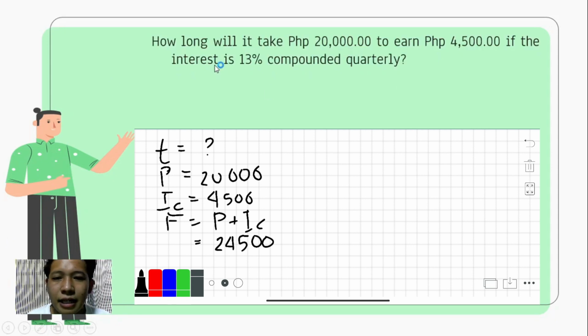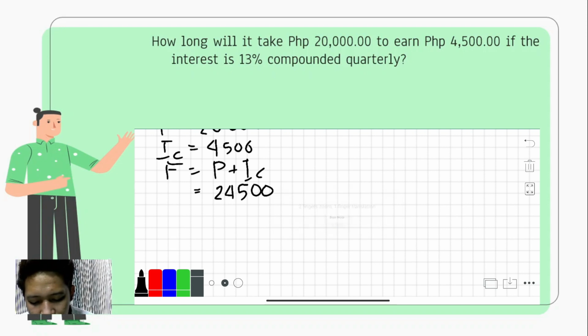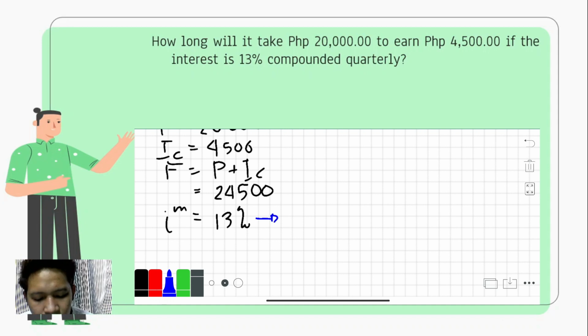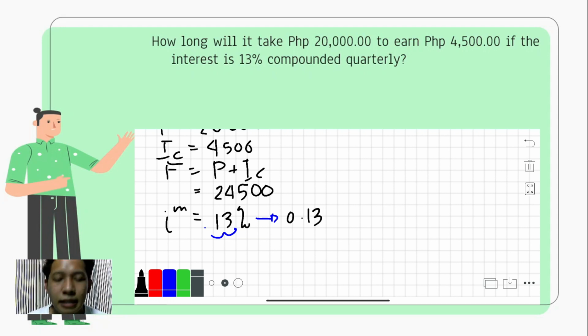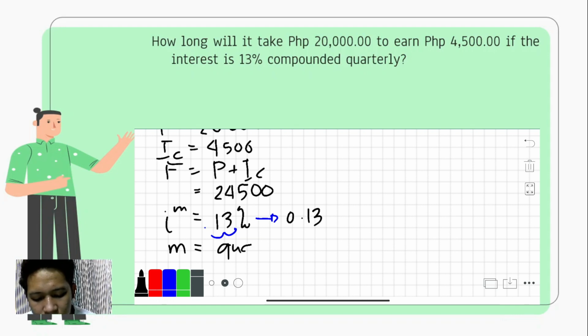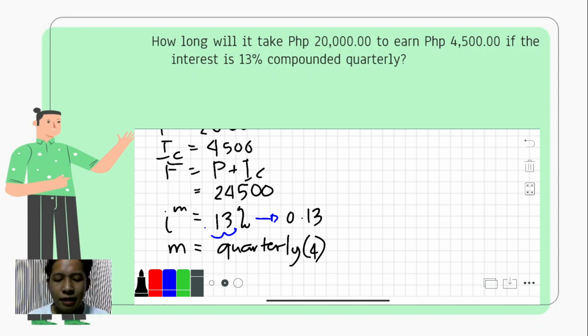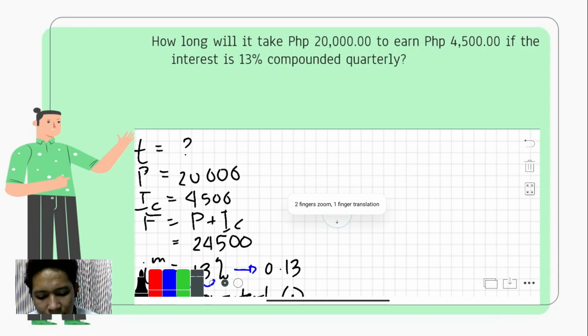And then, sabi dyan, the interest is 13%. So our nominal rate is 13%, to which kapag kinonvert natin siya into decimal, we move the decimal point 2 decimal places to the left, we have 0.13. And then, sabi dyan, compounded quarterly. So our frequency of conversion is quarterly, to which it is equivalent to 4. Okay po? And then, what we're going to do now is to plug in the necessary values to our formula.